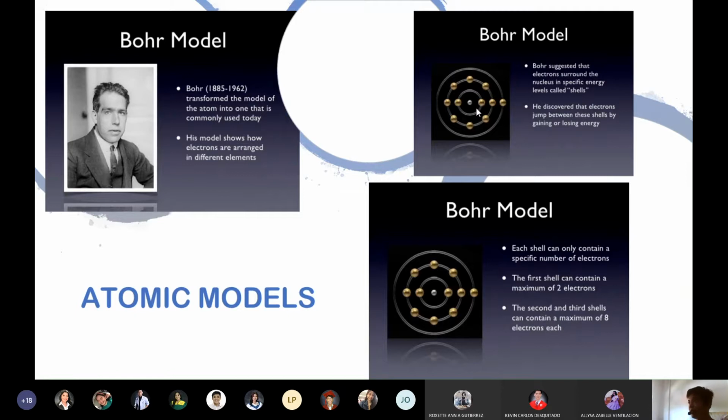But instead of emitting light, what happens is that they get so excited that the electrons actually escape the atom. And when that happens, that is actually called the X-ray. So yun, share ko lang.